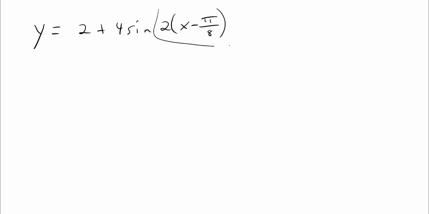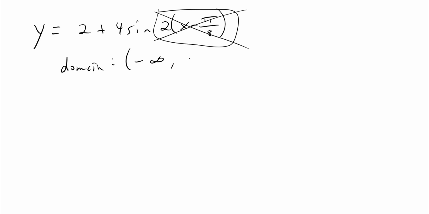So let's try y is equal to 2 plus 4 sine of 2 parentheses x minus pi over 8. Now, first of all, math fans, who cares about this part? That doesn't affect it at all. That just changes the period, it moves left and right. It certainly doesn't change the range. We still say domain for this problem, as we said before, is from negative infinity to positive infinity.